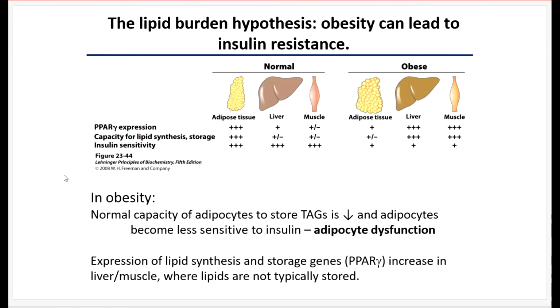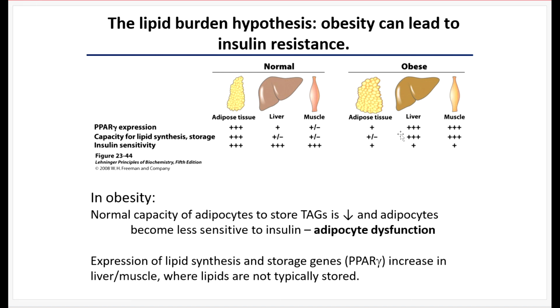One reason that obesity can lead to insulin resistance has to do with a concept called the lipid burden hypothesis. So basically, as you start to increase the amount of adipose tissue storage, if you are consuming the proper amount of fatty acids, your adipose tissue has somewhat of an upper limit for storing fats. And so your adipose tissue, when it's doing this, is making lots of hormones like leptin saying, hey, stop eating so much. We've got plenty of fatty acids stored in the adipose tissue.